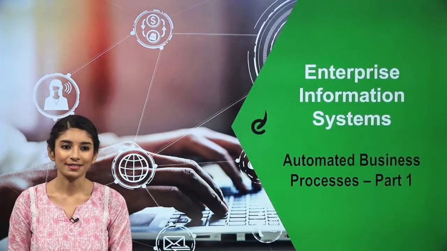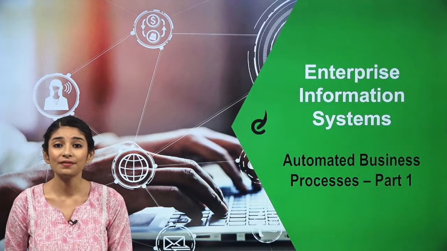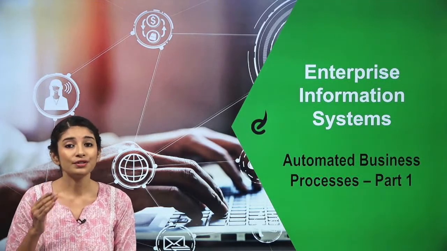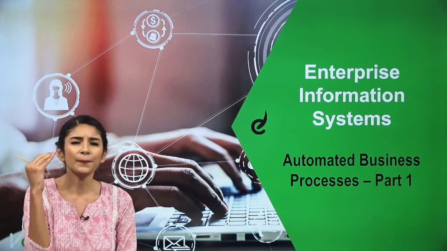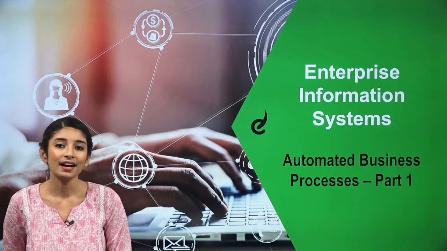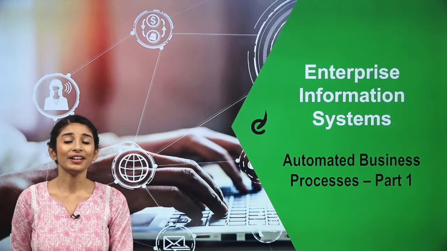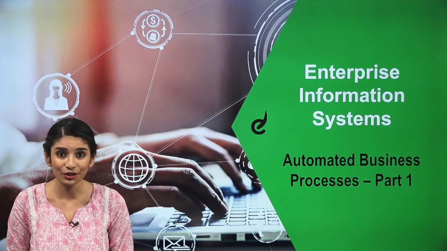Today we're going to do a quick revision of chapter number 1 of your paper 7 EIS-SM. So our chapter number 1 talks about automated business processes, and it is very relevant when it comes to the real life application of most of the concepts discussed in this chapter. So are you ready to come with me on this interesting journey?